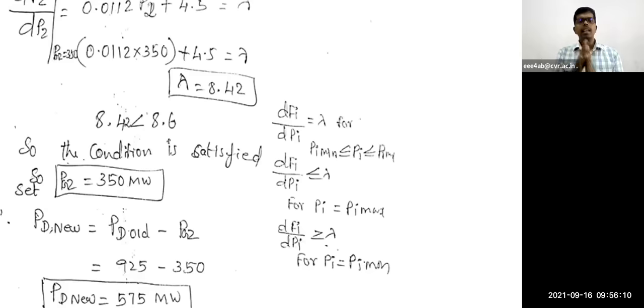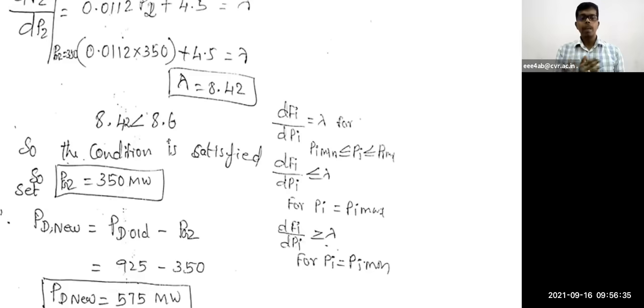That value you are getting is not greater than, not less than or equal to lambda. In that condition, PG2 will not be 350 megawatt. Whatever the considered value is wrong, so you need to proceed further if that condition is not satisfied.